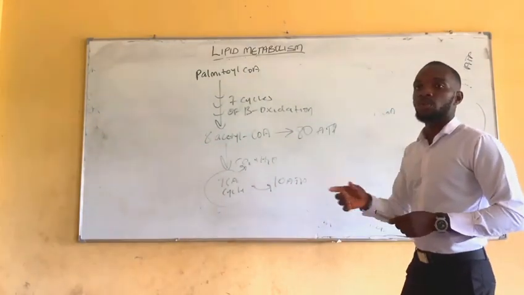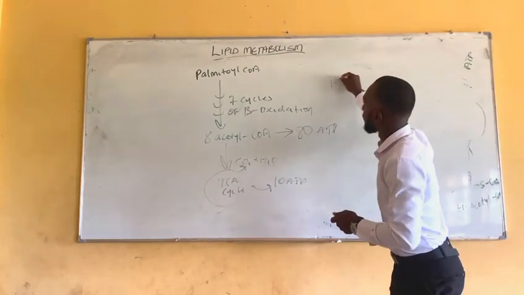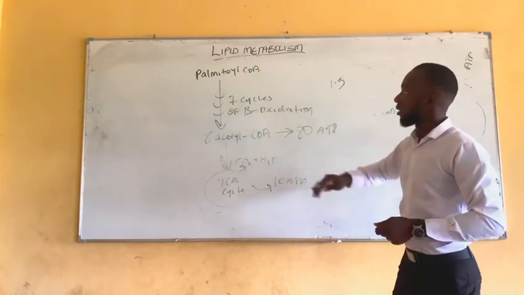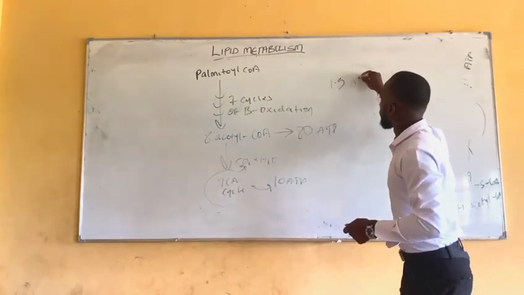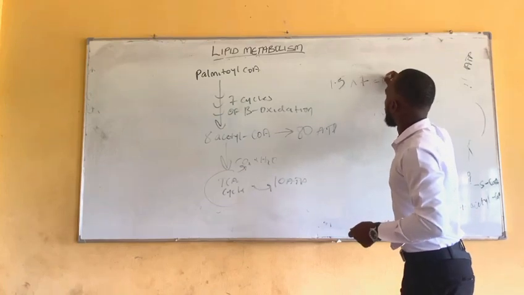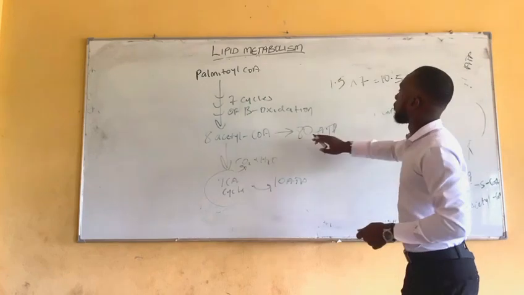So also the FADH2, that was 1.5 per cycle. So it's 7 cycles, 1.5 per cycle. So 1.5 times 7 is equal to 10.5. So 10.5 ATP will be added to this.